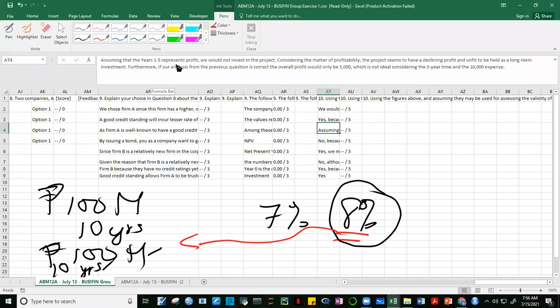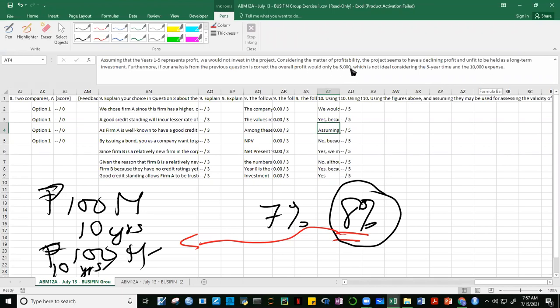Here, assuming that the years represent profit, again guys, our assumption, prior to the previous question, is that it should be cash flow. They're not profits. We would not invest in the project. The answer says declining profit and unfit to be held as a long-term investment. Therefore, if our analysis from the previous question is correct, the overall profit would only be 5,000. That number is right because we added it. It's not ideal considering the 5,000. So my initial investment of 10,000, which we don't call an expense, guys. An expense is different from an investment. An expense will only benefit one operating or accounting period. An investment will benefit several periods.